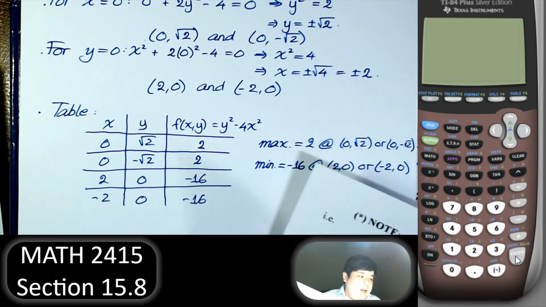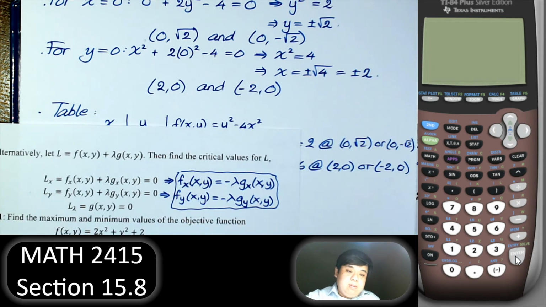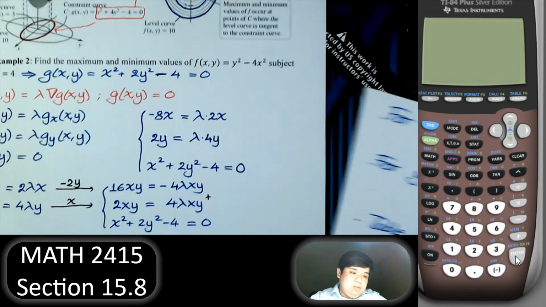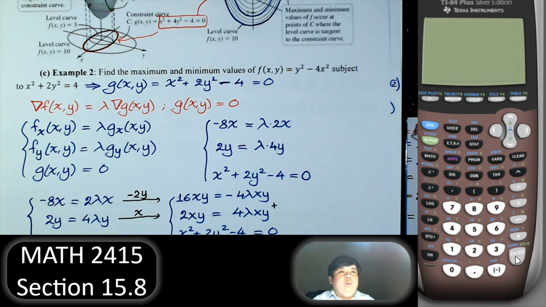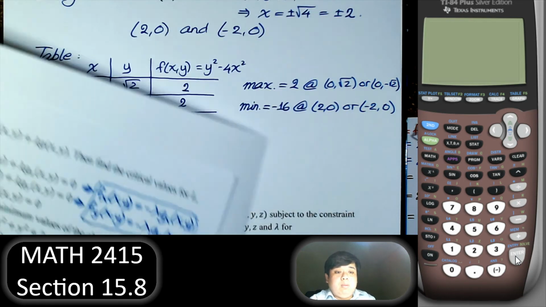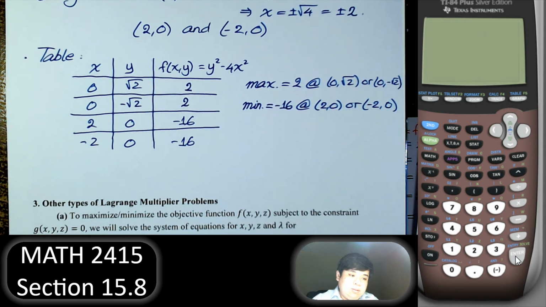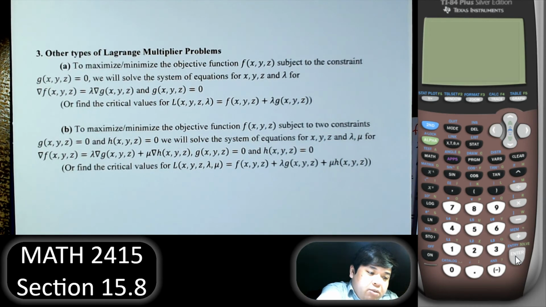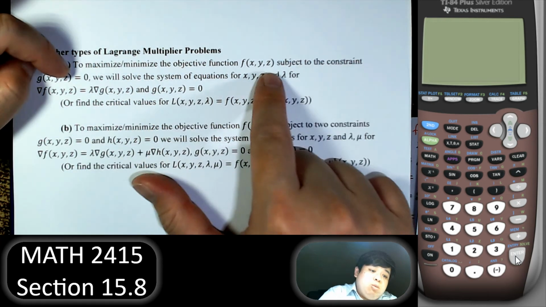So as we see, usually the way we solve the system is we try to eliminate lambda. Or we could solve for lambda, and there are a lot of different ways to solve the system of equations. Here I'm just going to eliminate lambda because bottom line is we're looking for x and y. Right. So, other types of Lagrange multipliers. Essentially we may have a function of 3 variables.